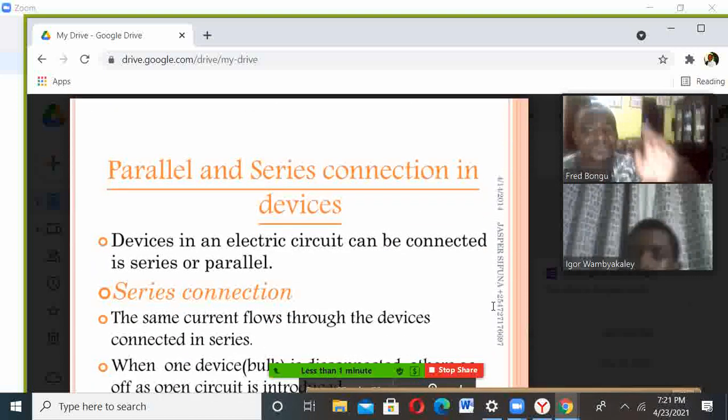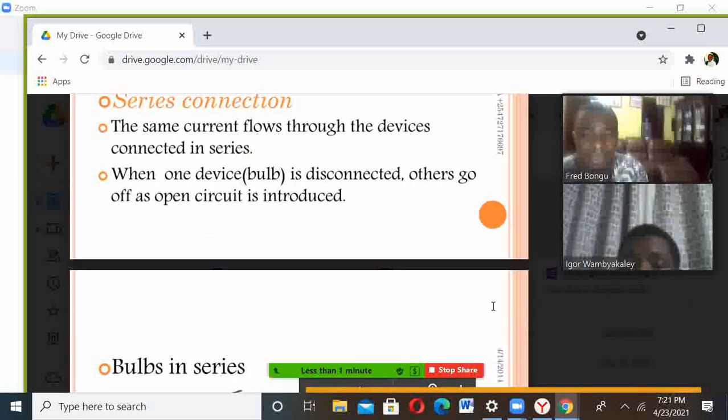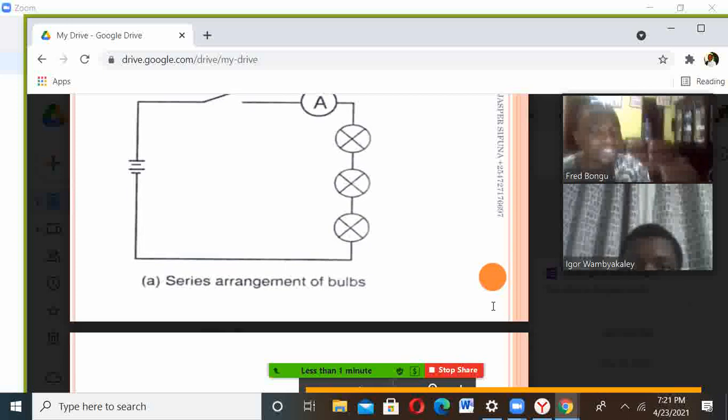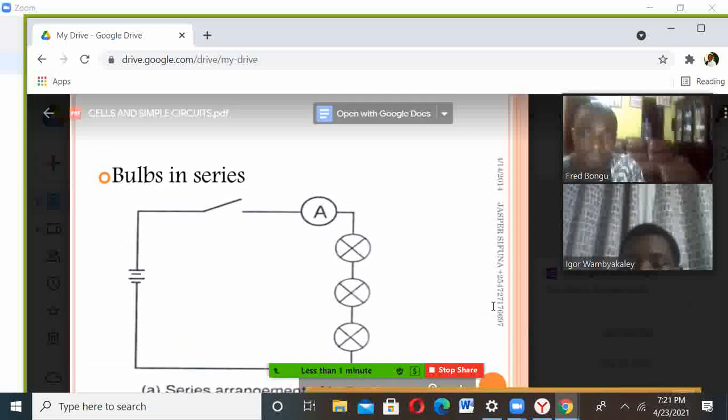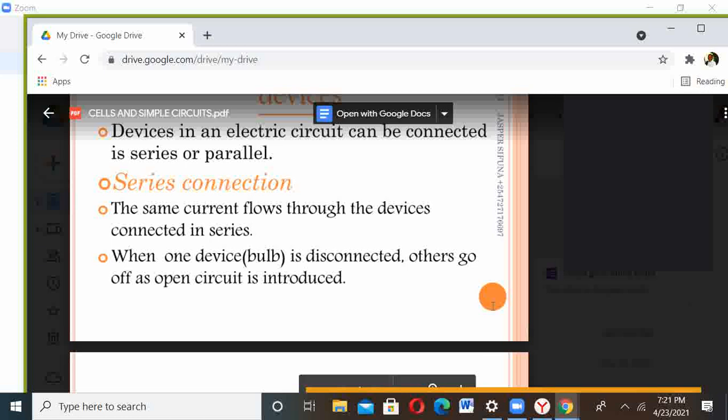Now, we also have parallel connection of the bulbs. For example, this is a series connection of bulbs whereby each bulb follows another, they're like in a queue. From the previous experiments, these bulbs just depend on one another. If one of them is faulty, all of them are faulty. And then they are never bright. For example, in this connection, the same current flows.